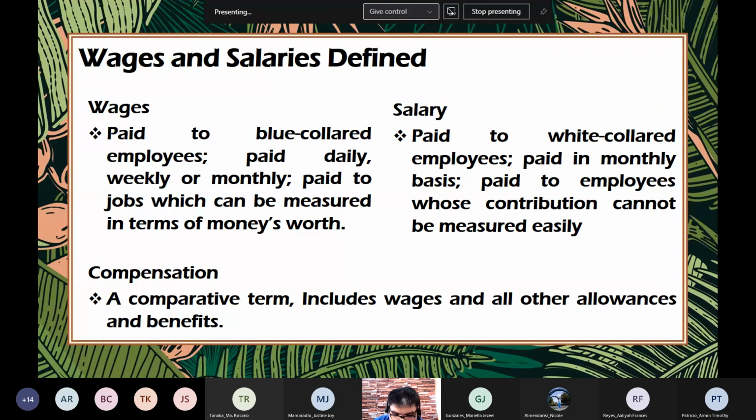But sa other professions, ang sweldo mo is performance-based. Like sa mga salesman, meron kang sweldo na maliit pero yung commission mo is when you sell an item or two. And compensation, a comparative term including wages and all other allowances and benefits. Na-discuss na natin si compensation, huwag na natin balikan.